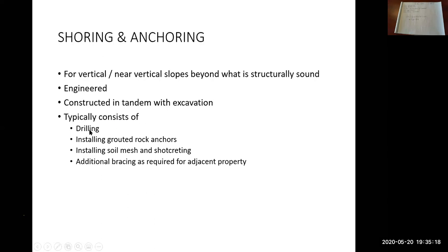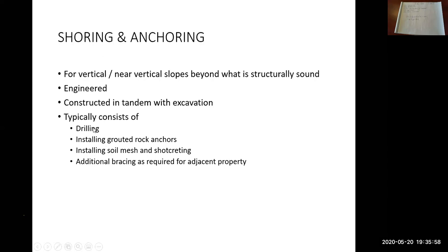So it typically consists of drilling in anchors, drilling the casing for the anchor, installing the anchors with grout, installing a steel mesh on the face of the excavation, shotcreting that face. So again, that's the blowing of the concrete onto the face. Any additional bracing is required for any adjacent property. We won't get into that last bullet with our example. We'll look at these three here.